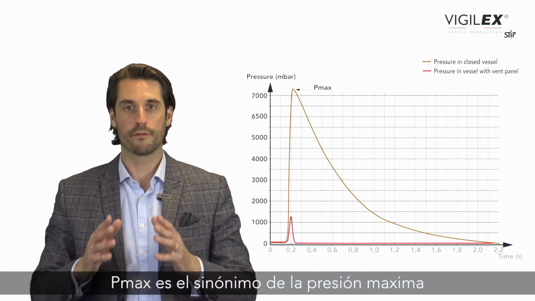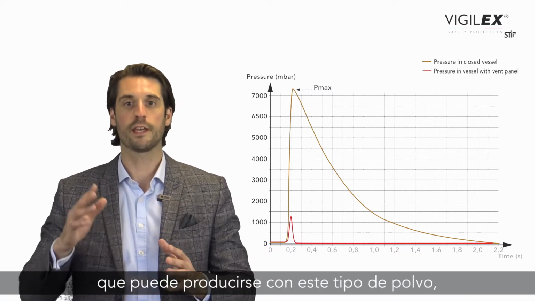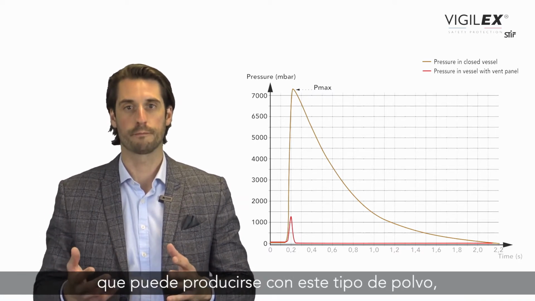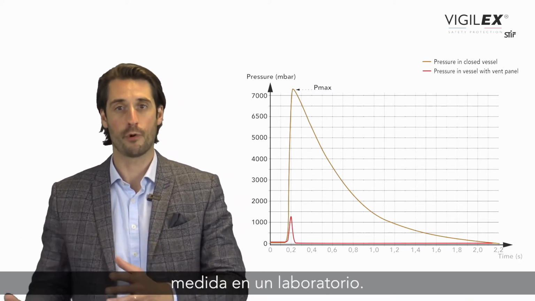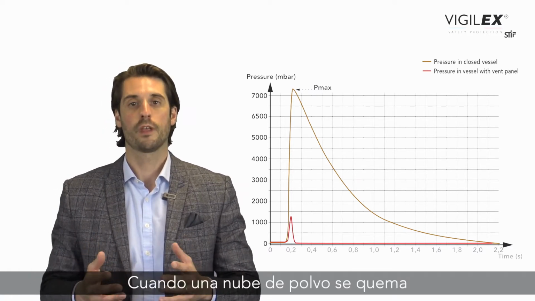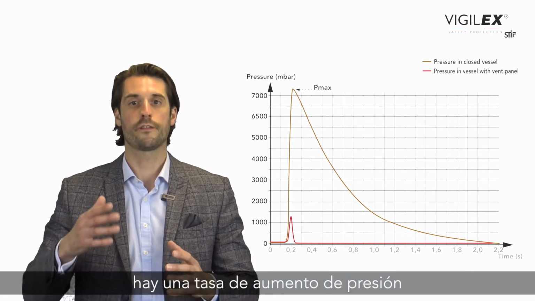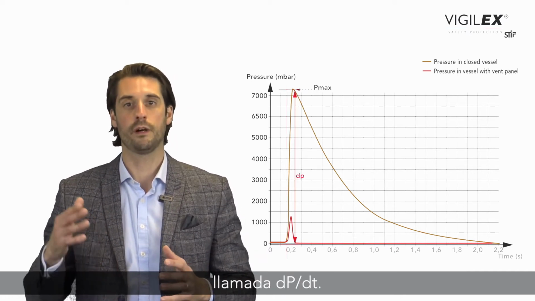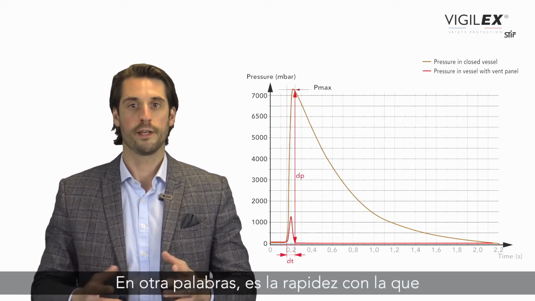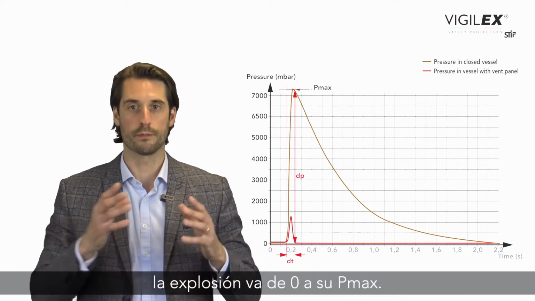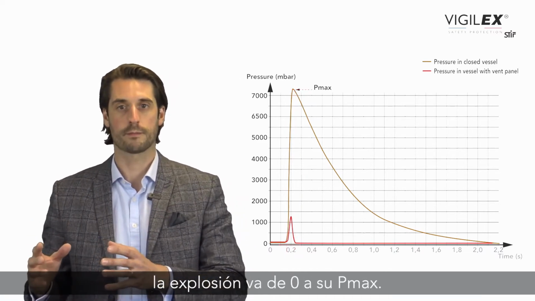Pmax is the synonym for the maximum pressure that can occur during a dust explosion. It is measured in a laboratory. Actually, when a dust cloud burns in a confined vessel, there is a rate of pressure rise called dP/dt. In other words, it is how fast the explosion goes from zero to its Pmax.